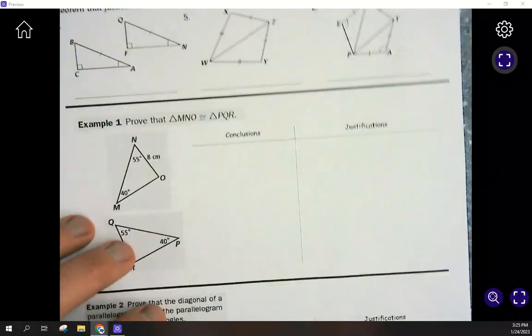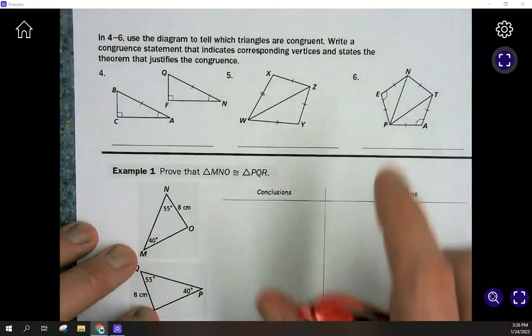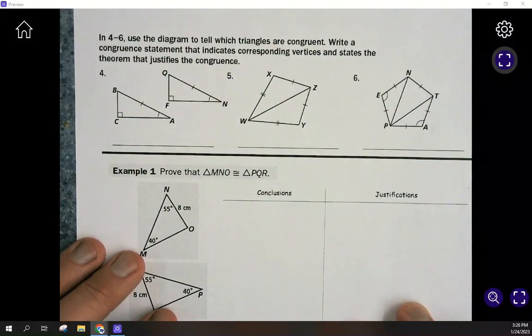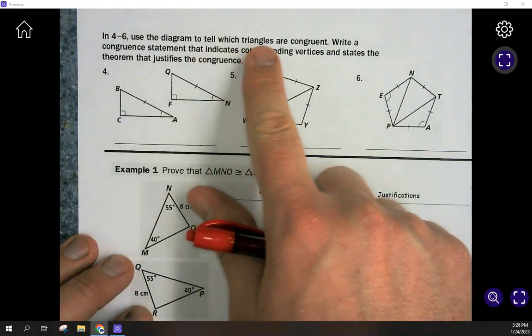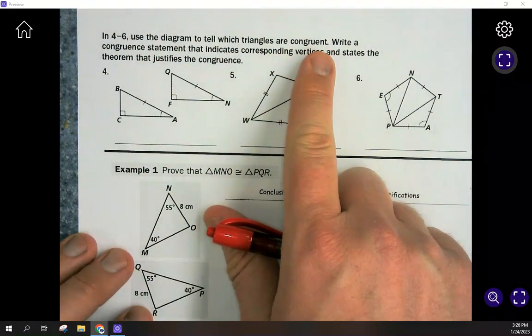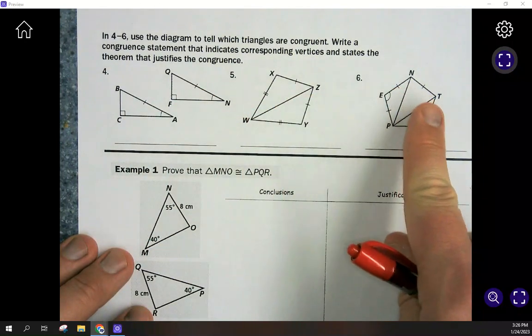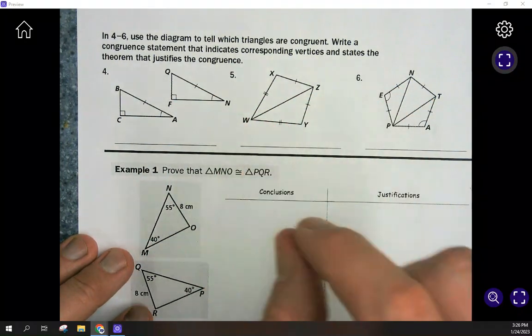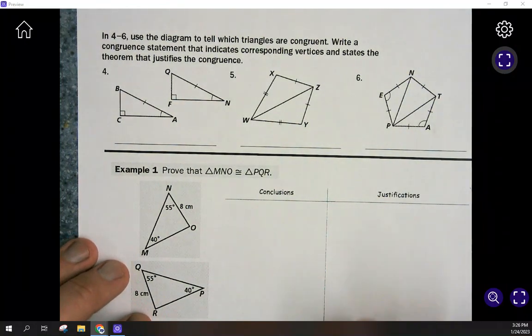Okay, to the back. So for these, you're going to see this style in your homework tonight as well. We don't have to write a whole proof. Okay, we're going to use the diagram to tell which triangles are congruent. So on number 4, that's obvious, these two triangles. But then as we start showing these more complicated pictures, we need to actually clearly state which are the triangles that are congruent to each other.